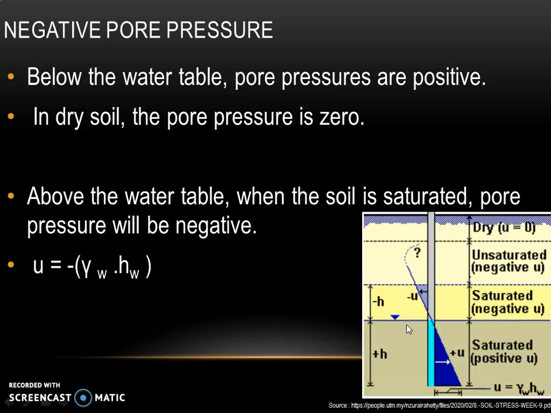Below the water table, pore pressure is taken as positive, whereas for dry soil the pore pressure will be equal to 0 as there won't be any water present. And above the water table, when the soil is saturated, pore pressure will be considered as negative. So negative pore pressure will be U equal to minus gamma W into HW.